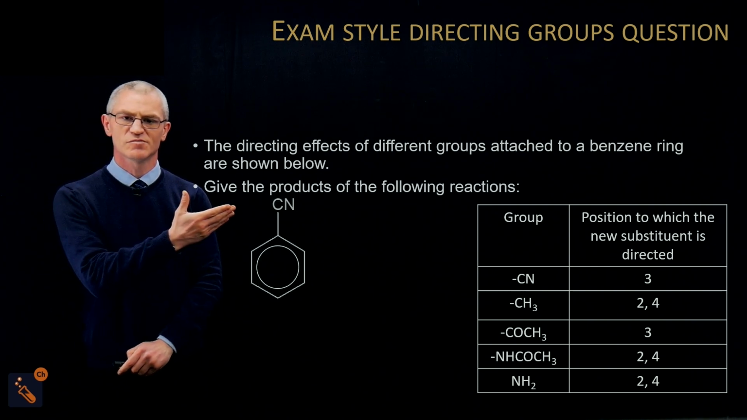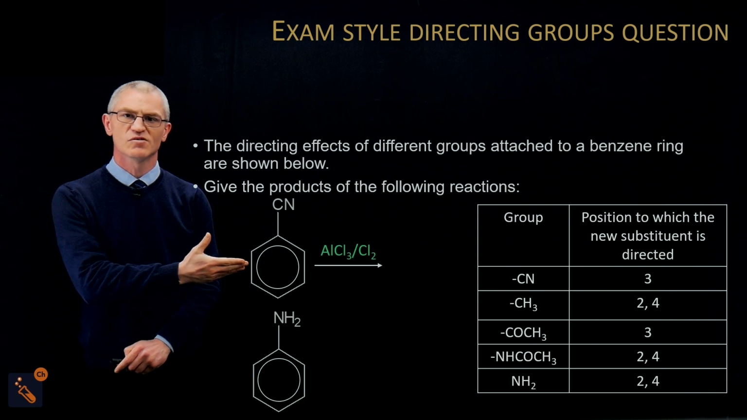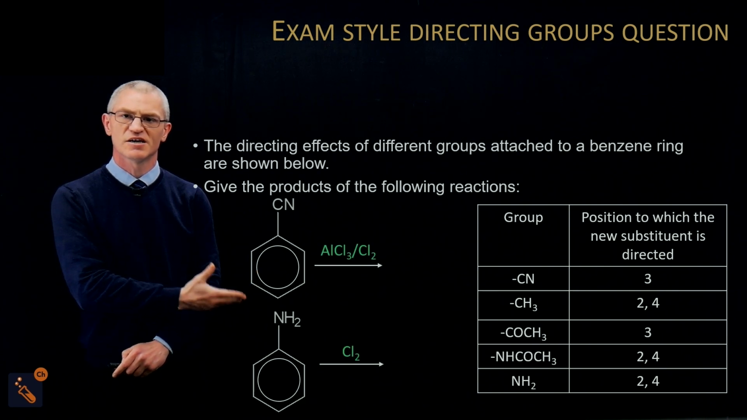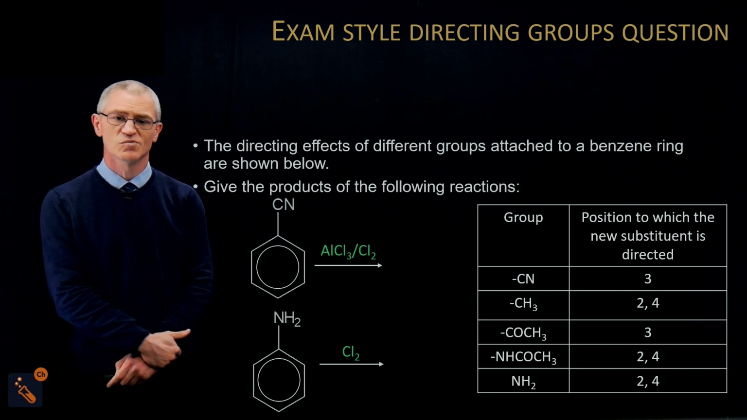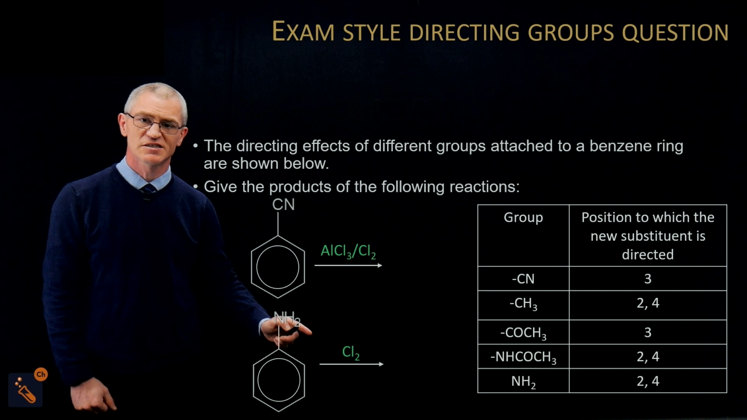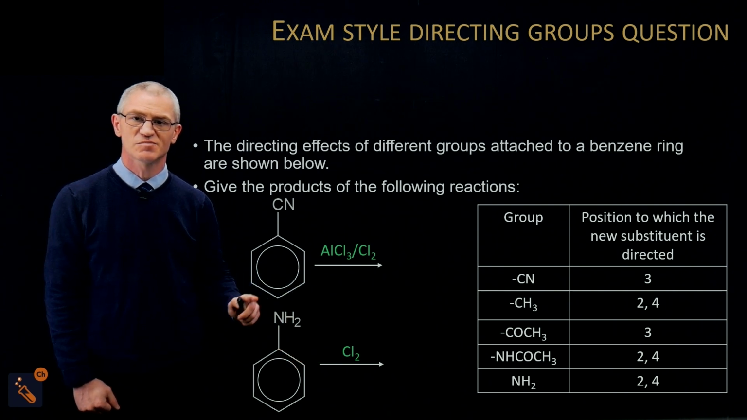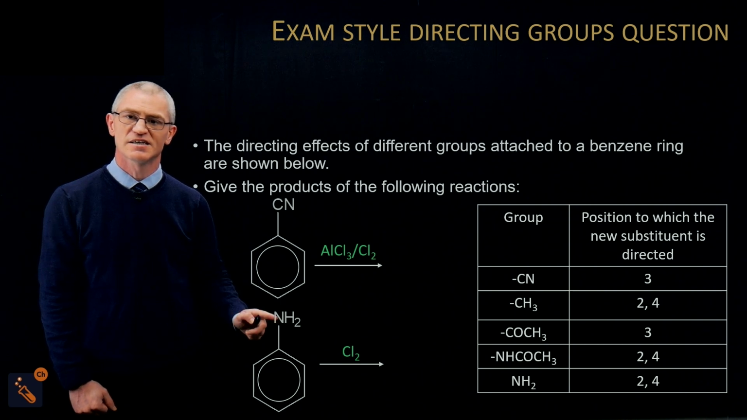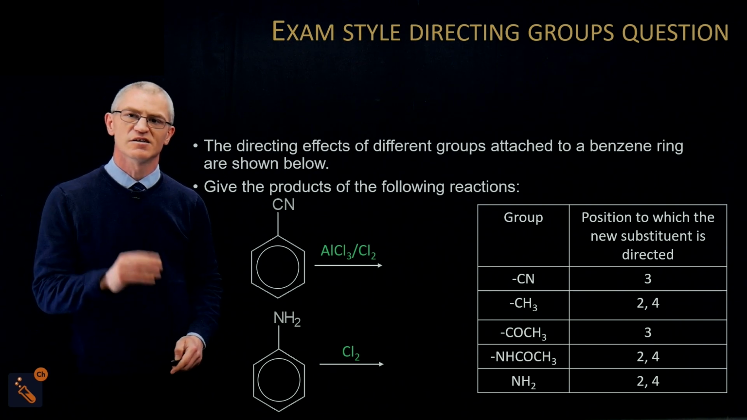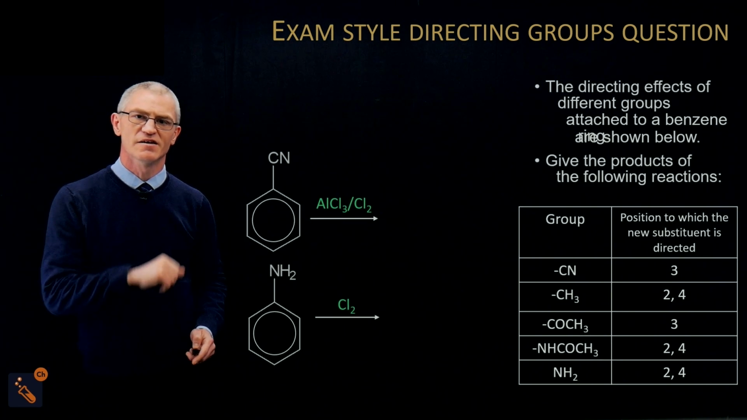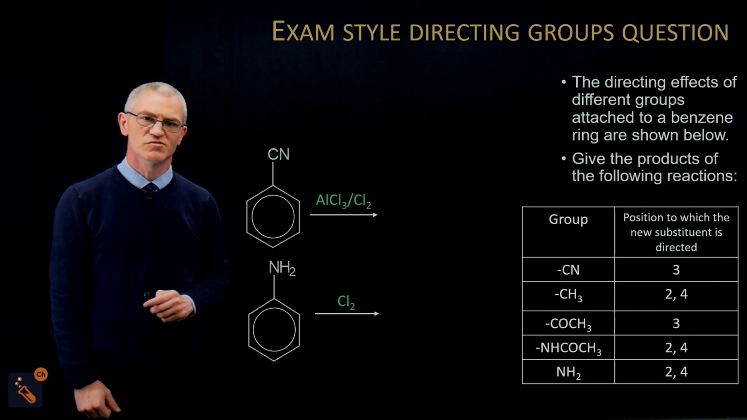So I've got a CN group and it's reacting with aluminium chloride, and I've got a phenylamine, an NH2 group, reacting with chlorine. Really good thing is, notice this does not have a halogen carrier and this does, and that's because this is just as good at reacting as phenol, but we'll talk about that in a bit of detail next. For now, let's move this over and then we can start to go through the question.